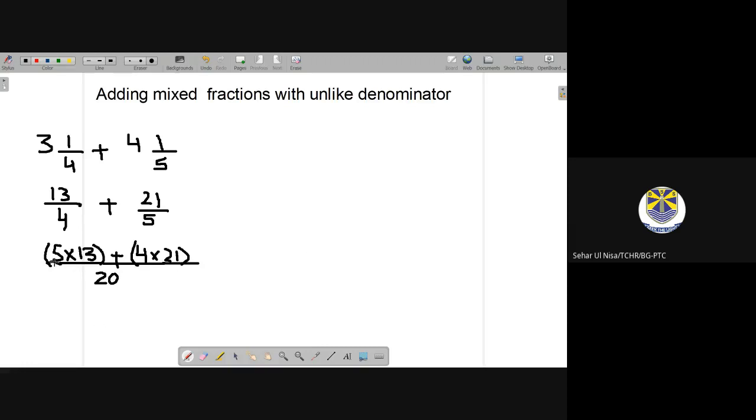So first of all, 5 multiplied by 13 will give you 65. Yes. So I'm writing 5 times 3 is 15, and 5 ones are 5, 65. Then 4 ones are 4 and 4 twos are 8, 84. I'm writing 20 as it is.